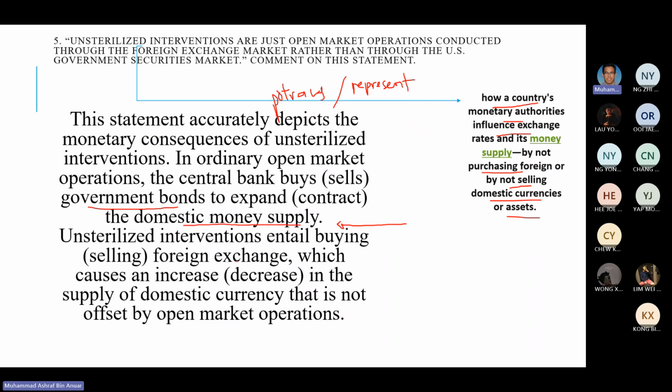Unsterilized intervention entails buying foreign exchange, which will cause an increase in the supply of domestic currency that is not offset by the open market operation. So this is how Bank Negara controls the money supply, by using unsterilized intervention. Is it clear?